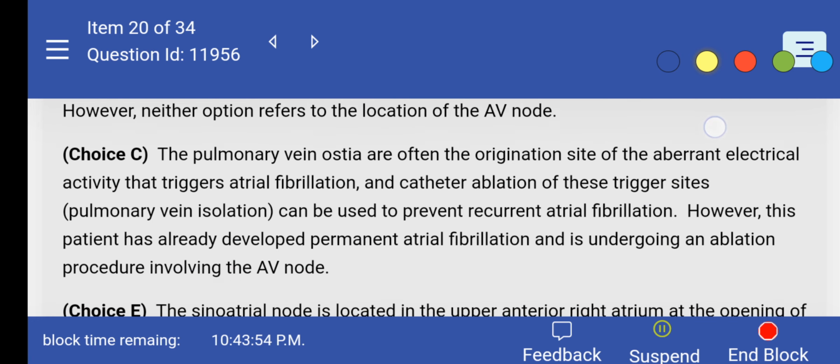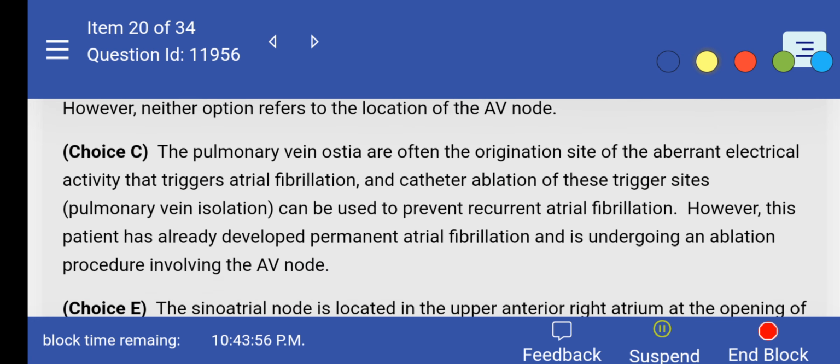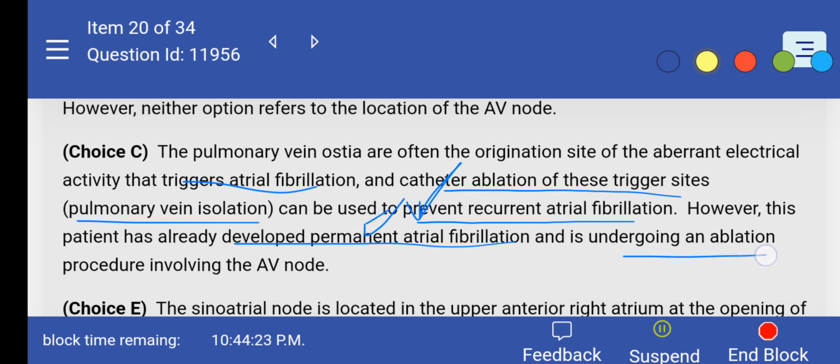Okay, so the pulmonary vein ostia are often the origination site of the aberrant electrical activity that triggers AFib, right? In catheter ablation of these trigger sites, pulmonary vein isolation can be used to prevent recurrent atrial fibrillation. That is used for recurrent atrial fibrillation. However, this patient has already developed permanent atrial fibrillation. So in this case, this is permanent atrial fibrillation and the patient is undergoing an ablation procedure involving the AV node, right?